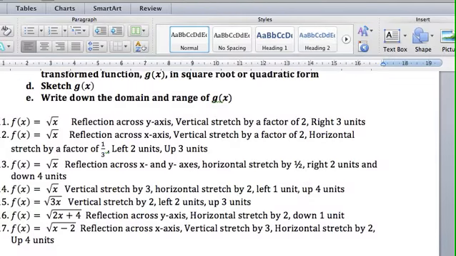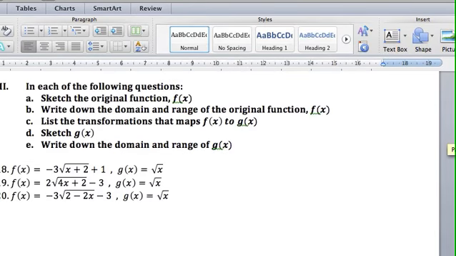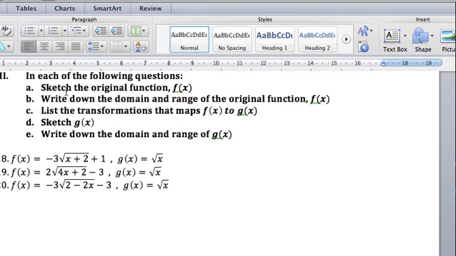Let's look at 18. So 18 was section 3. Oops, here we go. 18 was section 3. In each of the following equations, sketch the original function, write down the domain and range, list the transformation maps from f to g, sketch g of x, and write down.